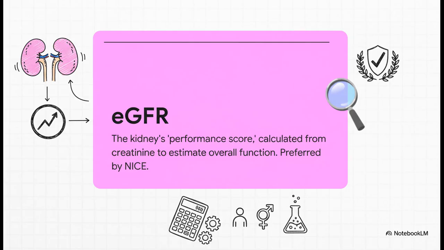Okay, so because creatinine has its flaws, we have a better tool, the eGFR, which stands for Estimated Glomerular Filtration Rate. The best way to think about it is as the kidney's overall performance score. Now, it's not something we measure directly, it's a smart calculation that uses the creatinine level, the patient's age, and their sex. It gives us a much better picture of how well the kidneys are working. In fact, it's what the NICE guidelines recommend for assessing kidney disease. And honestly, this is the number that's going to guide a ton of our big clinical decisions.